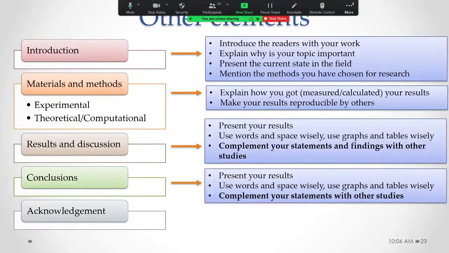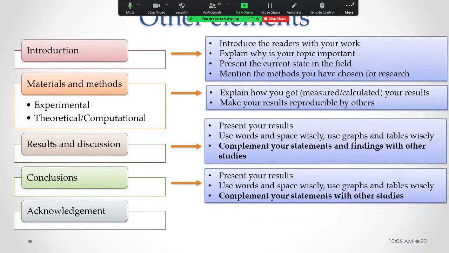Once you finish with the results and discussion, it is very important to summarize all of your results in a conclusions chapter. So present your results in the conclusions, but in a shorter, clear, concise, and informative way. Again, use words and space wisely.